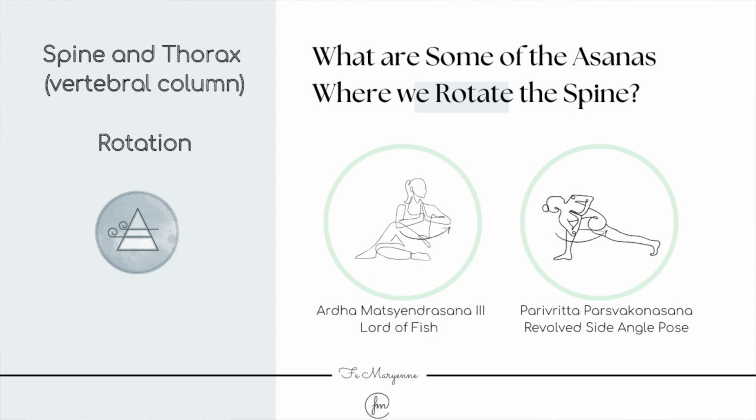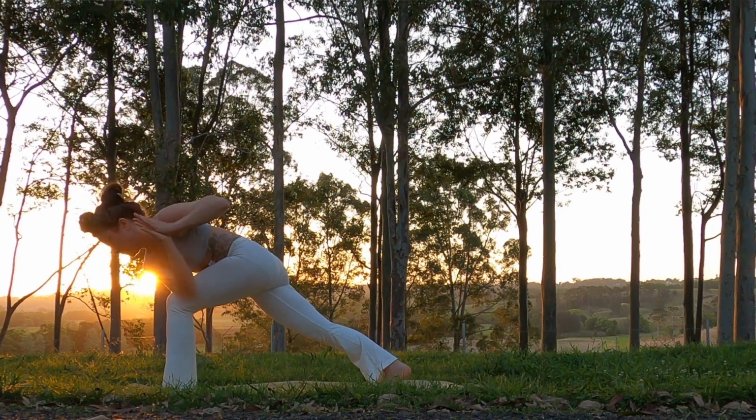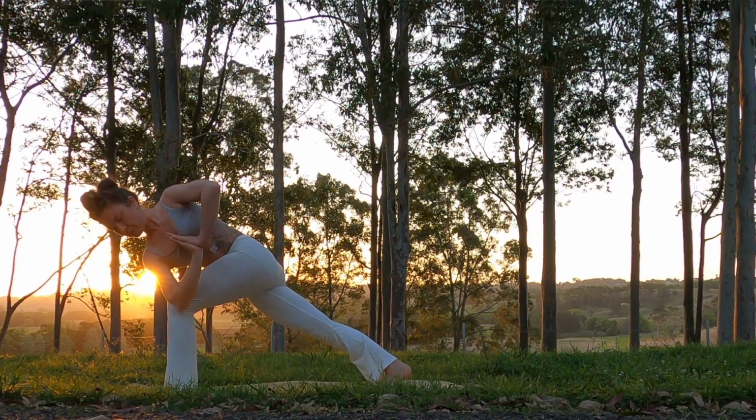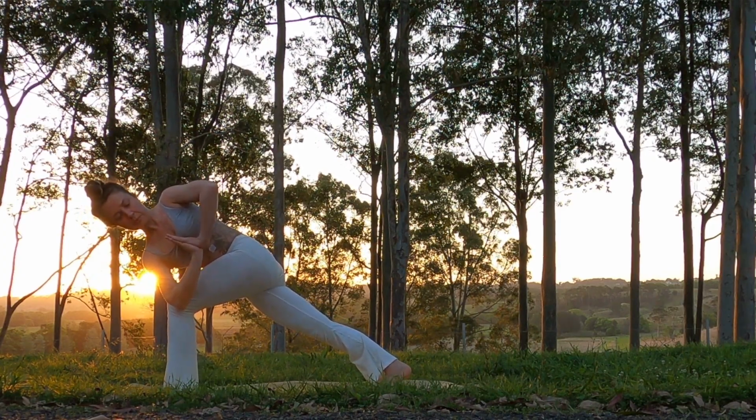What are some of the asana where we rotate the spine? Ardha Matsyendrasana, Lord of the Fishes, or Parivrtta Parsvakonasana, revolved side angle pose, or Parivrtta Utkatasana, twisting chair pose. Moving on to spine and thorax lateral flexion. What does lateral flexion of the spine mean?